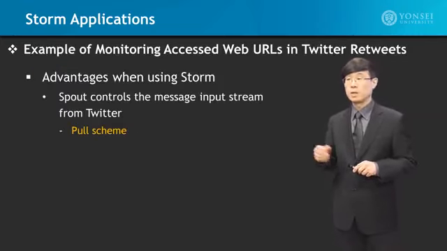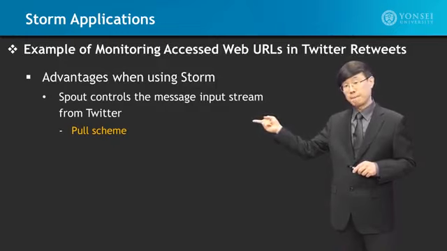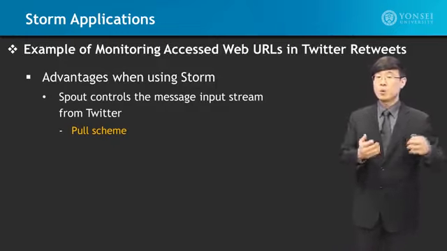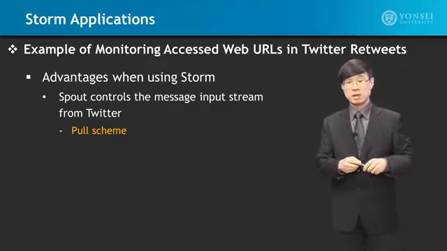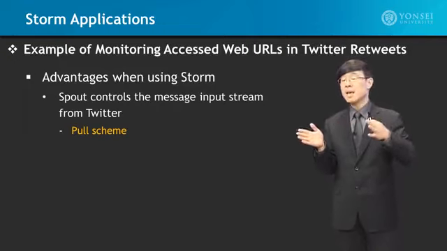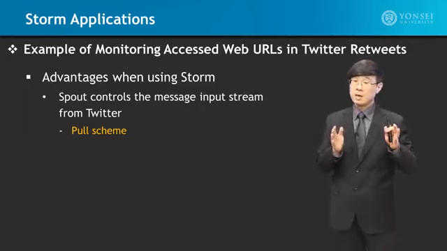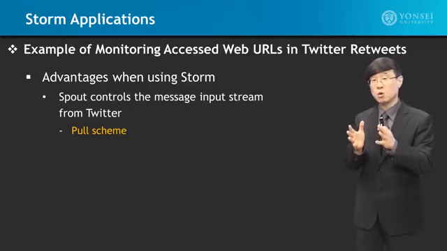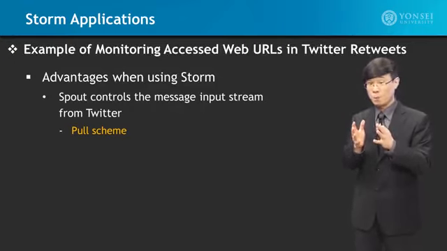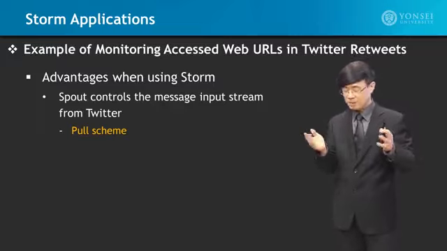Advantages when using Storm. Here we go. The spout controls the message input stream from Twitter. It is using a pull-based scheme, and this is different. In other words, when you are passively receiving something that is being sent to you, your queue may be overloaded. You may be full, so that whatever comes after you're full, you will just lose. It will be an overflow loss. Here, the spout, the input data component that controls the flow into this Storm network, is based on a pull mechanism. It will bring the data in. What does that mean? I'll give you more details on this.